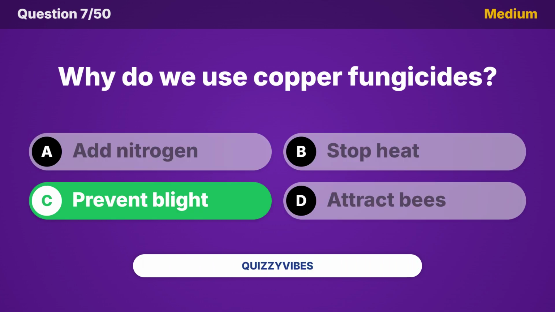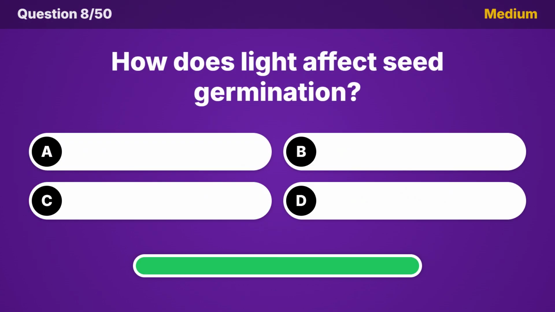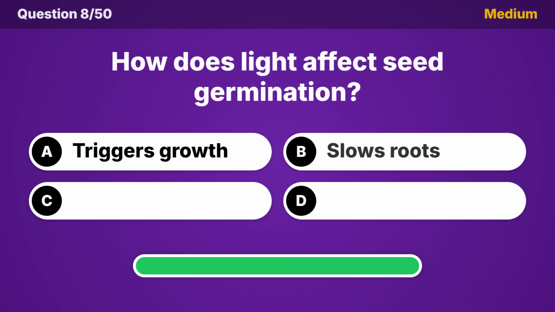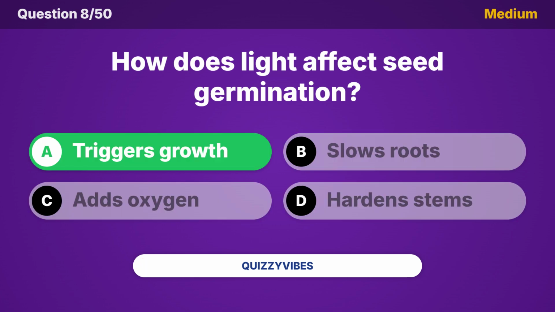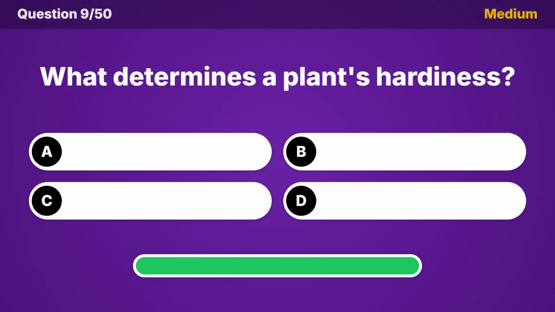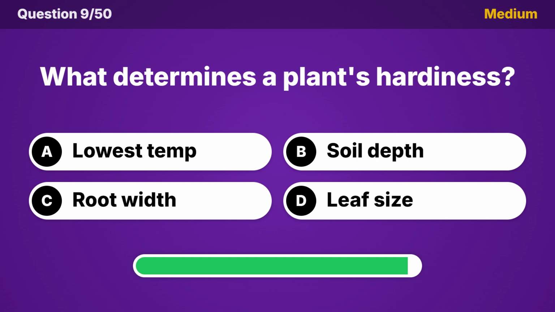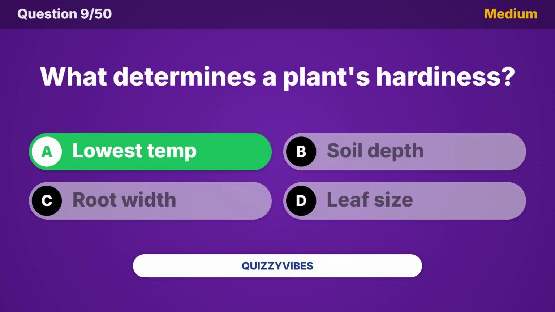Did you guess it? The answer is prevent blight. How does light affect seed germination? Here is the answer. Triggers growth. What determines a plant's hardiness? Time's up! It's lowest temp!